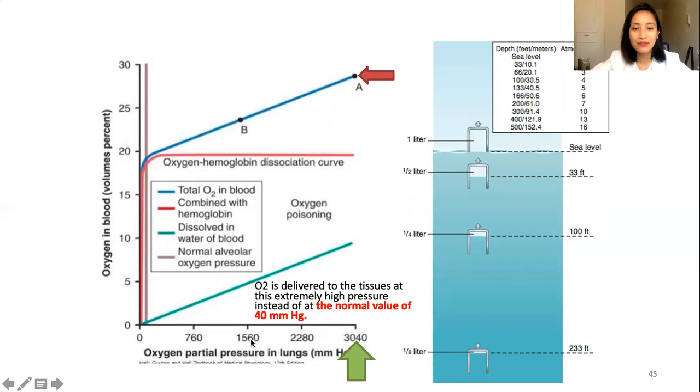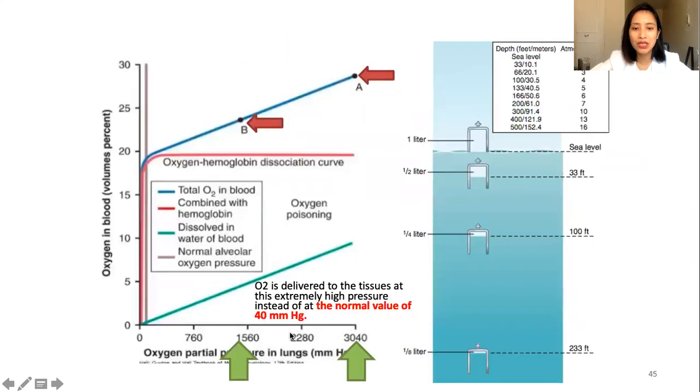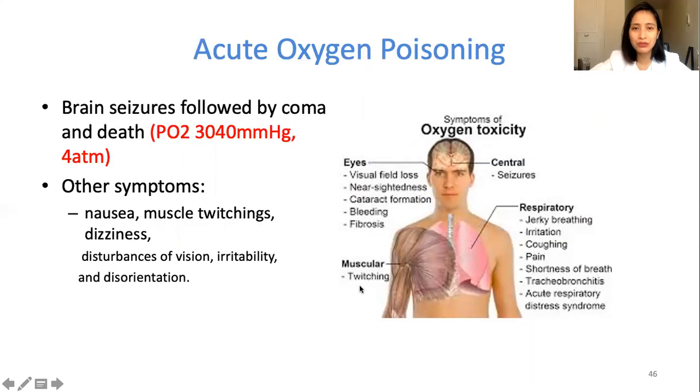1,560 to 3,040. The normal value is only 40 millimeters mercury. So you can just imagine the tremendous amount of pressure in the lungs at low levels. So what happens? You will have acute oxygen poisoning because of the tremendous amount of oxygen that is delivered into the tissue. So you can also get poisoned by oxygen.